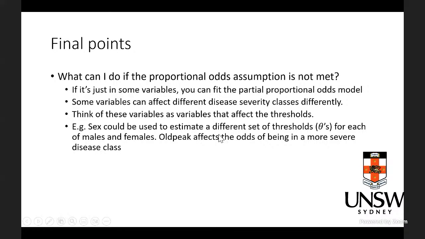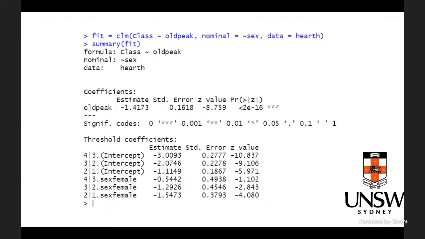So I could use sex to estimate a different set of thresholds for each, so a different set of thetas for each of male and females. But I still want a single effect of old peak. So I want old peak to affect the odds of being in a more severe disease class. And I just want one effect of that so I can interpret it. And if you did that, this would be the results.